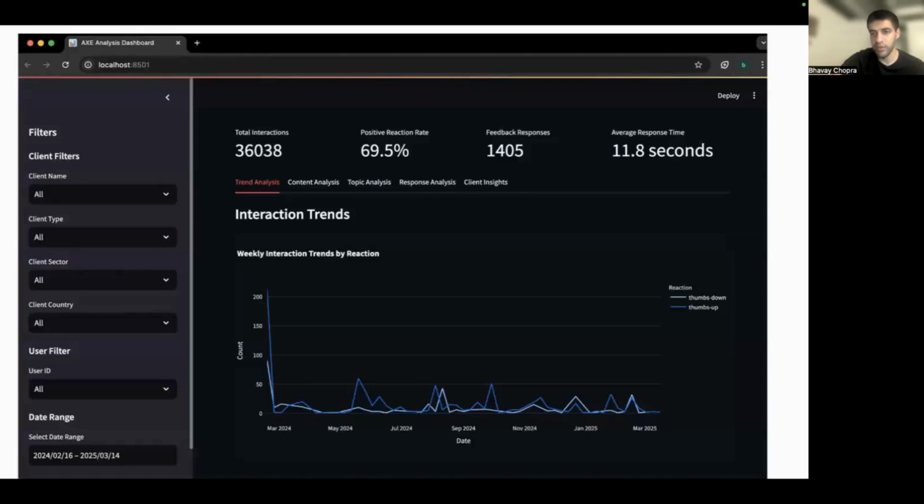So this is what the dashboard looks like. This is a screenshot of the first page. And as you can see on the top, there are certain KPIs, which are total interactions, positive reaction rate, the number of feedback responses, and the average response time. So let's look at some more key metrics that we found out.